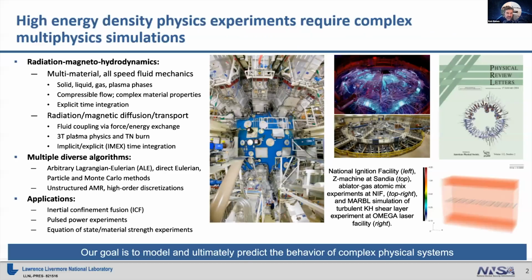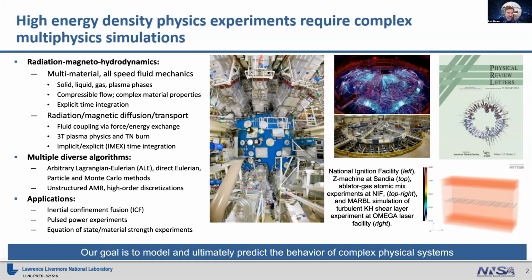So, by means of introduction, at the DOE laboratories, we do high energy density physics experiments, and these require complex multi-physics simulations. To model these, a minimum set of physics you need is radiation magnetohydrodynamics. So this is multi-physics. We're dealing with multi-material all-speed fluid mechanics, covering all phases of matter. This is compressible flow, so we have shock waves. We have complex material properties that we have to consider. And for fluid mechanics, we rely on explicit time integration methods.